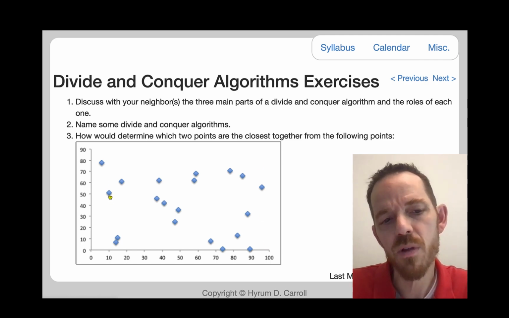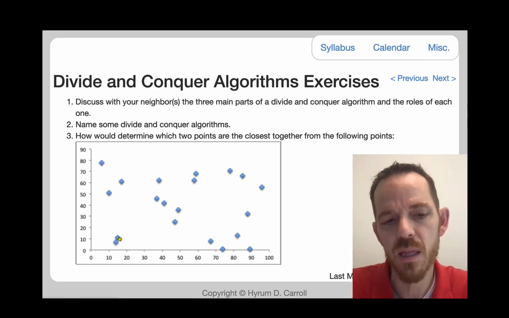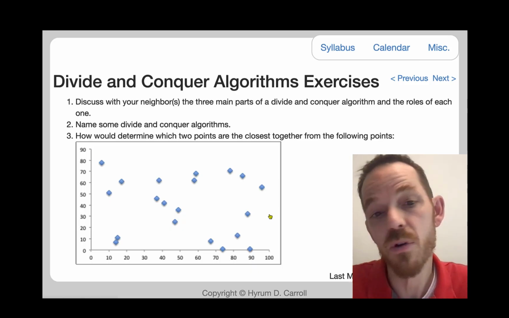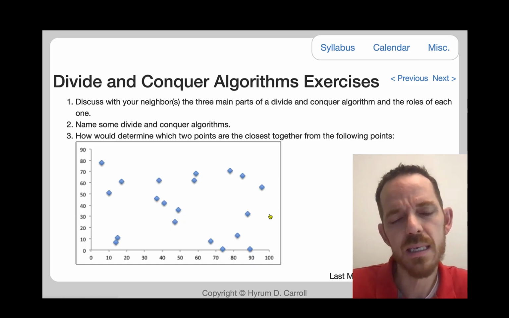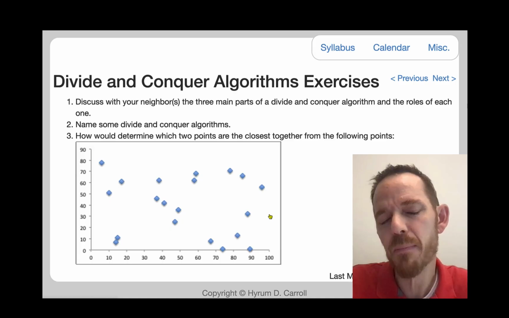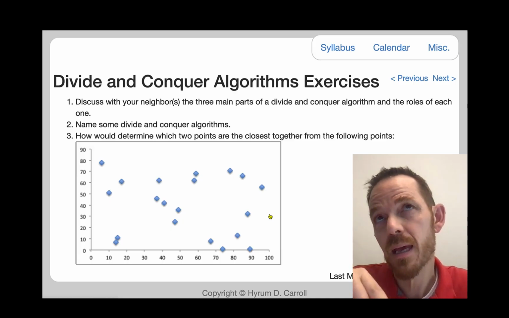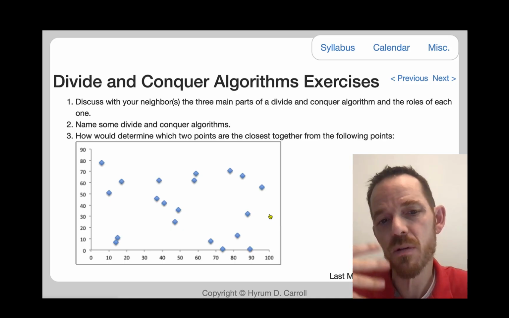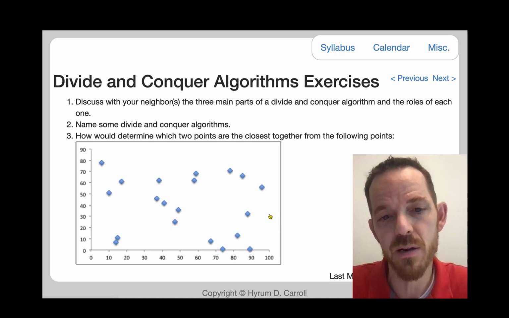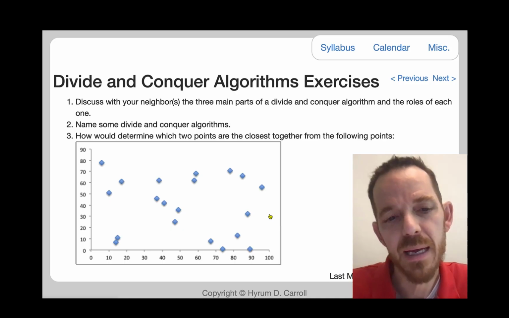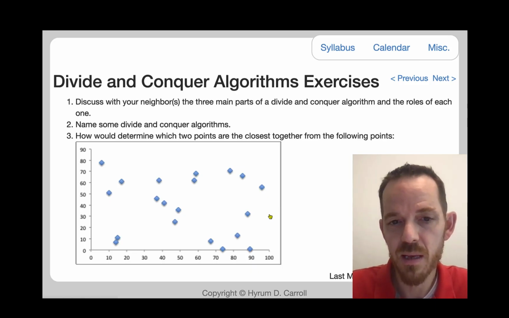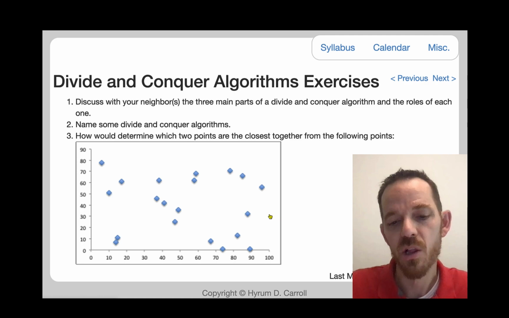Then we'll go to this one and compare it to all other ones, and then we can look at this one and compare it to all other ones. That would be a naive or brute force approach. If there's n points, we've got to compare each against all other points. That's on the order of n squared. But what is the algorithm that was presented in the textbook that brings it down to n log n?